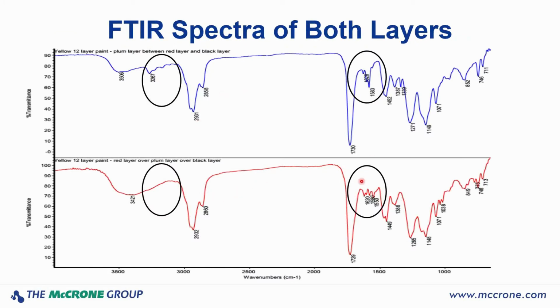You can see the circled areas where you're showing obvious differences, and I know that those differences are due to the red pigment used to create that color. So we've shown that we have a different layer. We've shown that it's due to the difference in the red pigment.